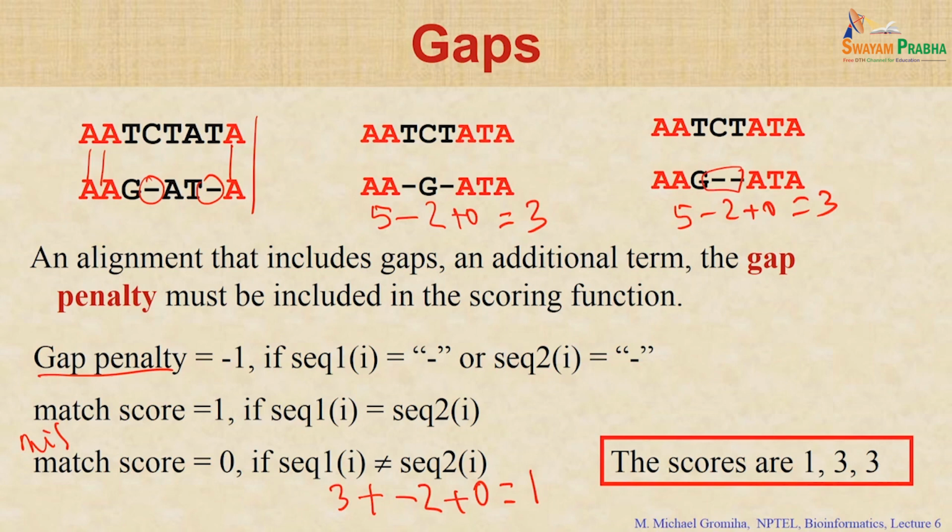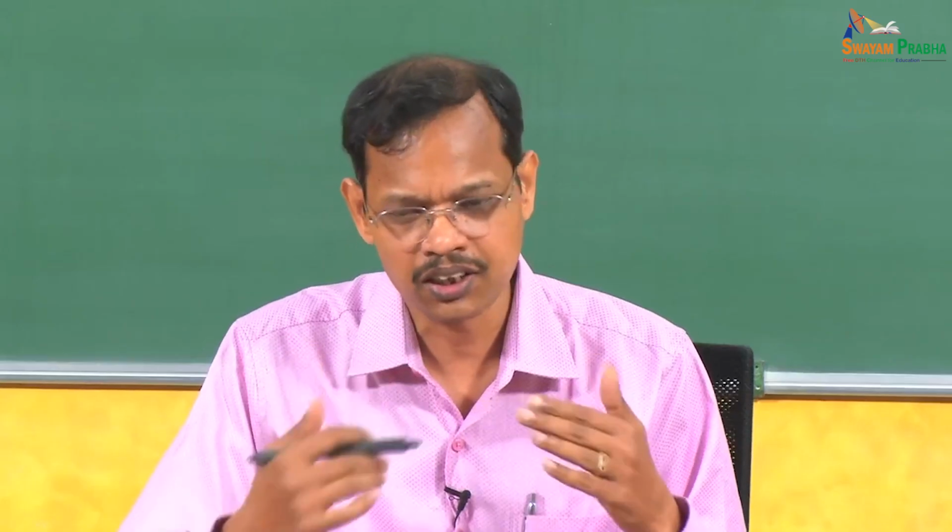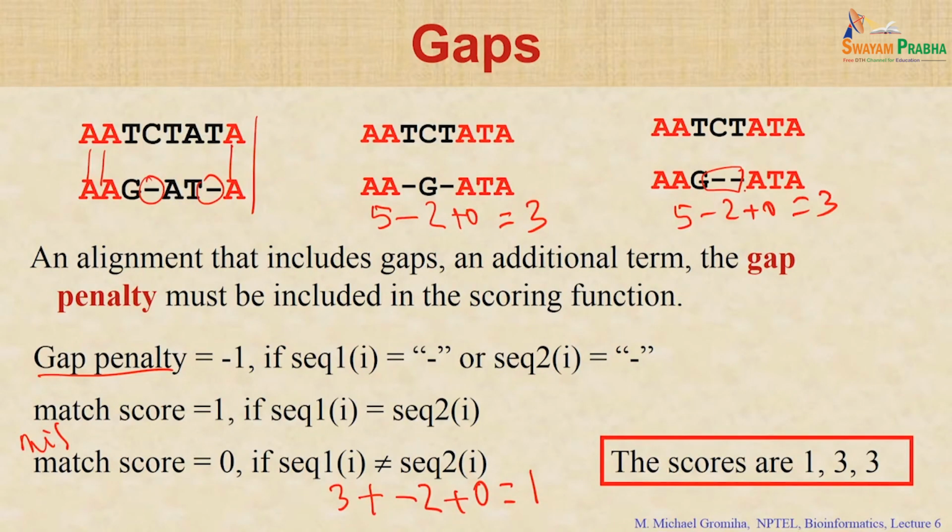If you look into evolutionary rates, or the origin of different organisms, getting a continuous gap is more probable than introducing gaps at different regions. Insertions or deletions which happen at different places are less probable than having these insertions and deletions together in the same stretch. So, if we want to take this into account, what do we have to do? We have to give some penalty for the origination of a gap, and we have to give a penalty for each gap. So, we will do that.